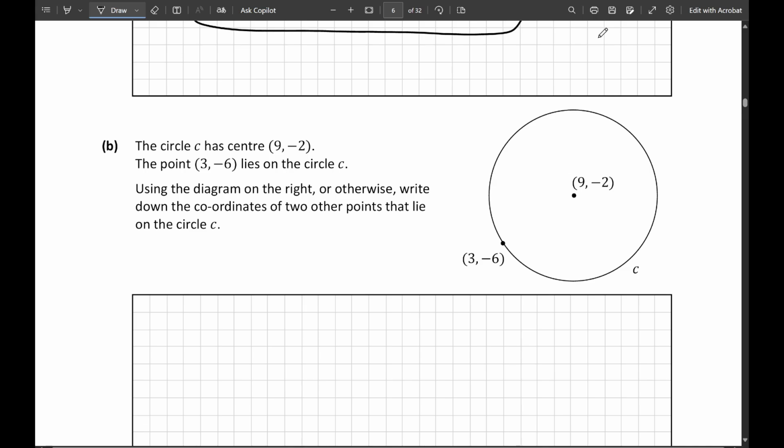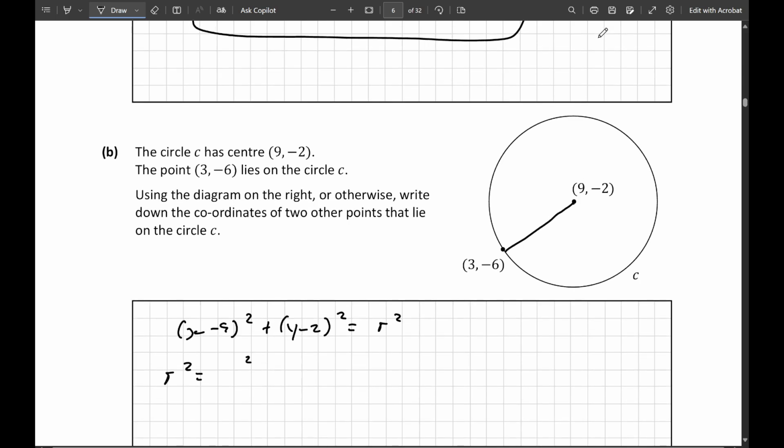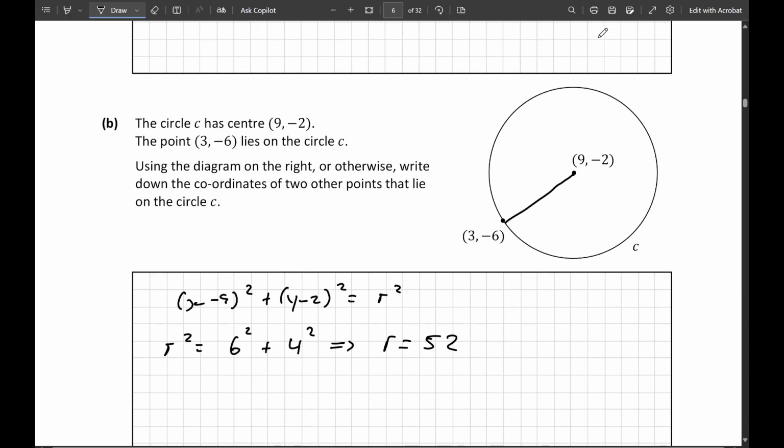We could really do anything here. Well, it's just the same thing. So we need to actually just find that radius first. So it'll be x take away 9 squared plus y take away 2 squared equals r squared, but r squared will just be the change in x, so 6 squared, plus the change in y, which is 4 squared. So that's 36 plus 16, which is 52. So r squared is 52.